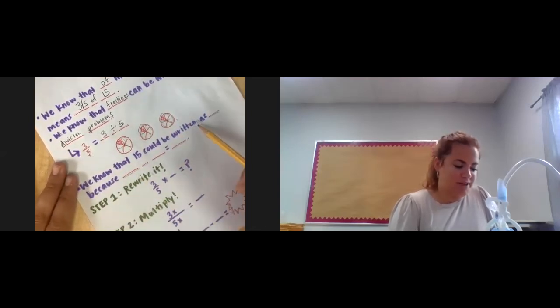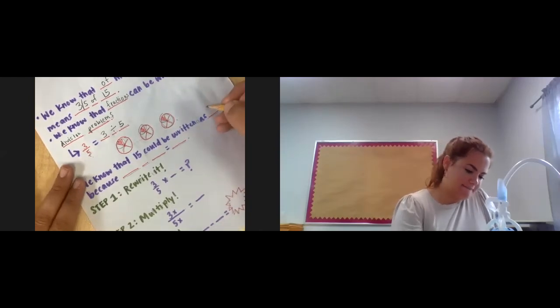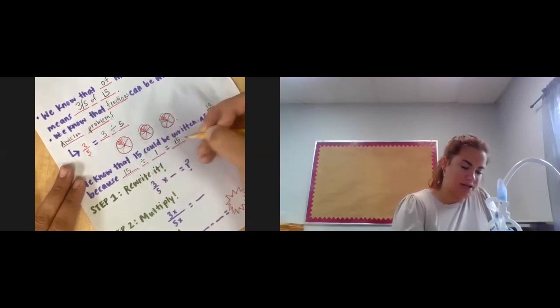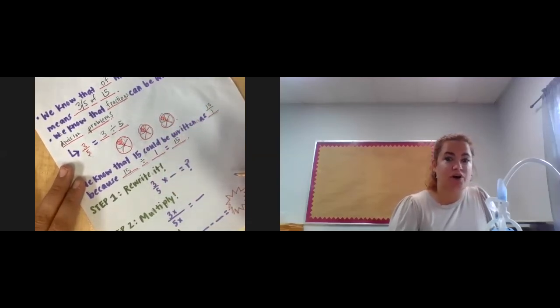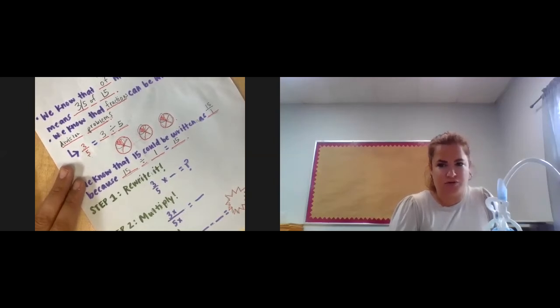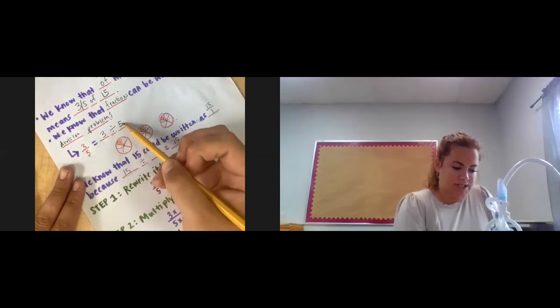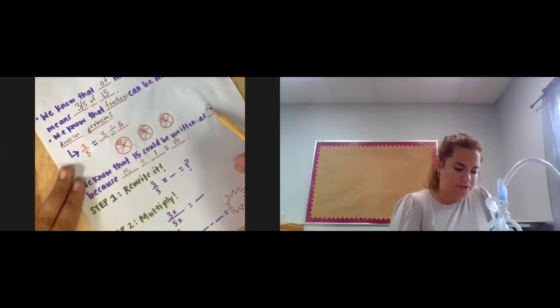We know that 15 could be written as 15 over 1, because 15 divided by 1 equals 15. So if I wanted to turn this whole number into a fraction so that I could multiply these two fractions together, all I would do is put the whole number over a 1, because just like up here, 3/5 equals 3 divided by 5, 15 equals 15 divided by 1.